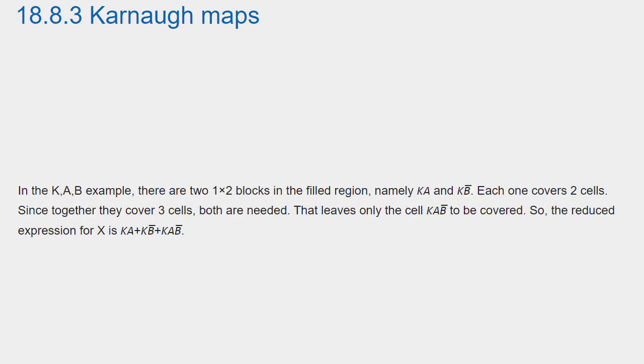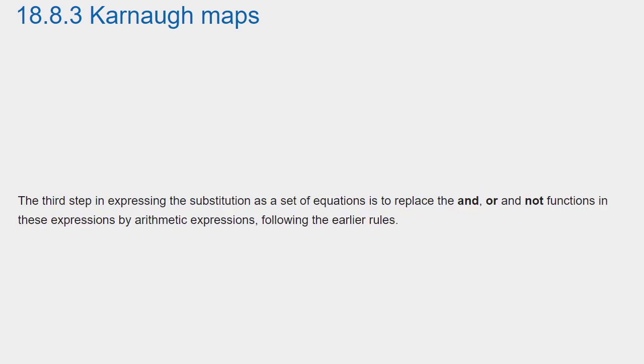In the KAB example, there are two 1x2 blocks in the filled region, namely KA and K B bar. Each one covers 2 cells. Since together they cover 3 cells, both are needed. That leaves only the cell K A B bar to be covered. So the reduced expression for X is KA plus K B bar plus K A B bar. The third step in expressing the substitution as a set of equations is to replace the and, or, and not functions in these expressions by arithmetic expressions, following the earlier rules.